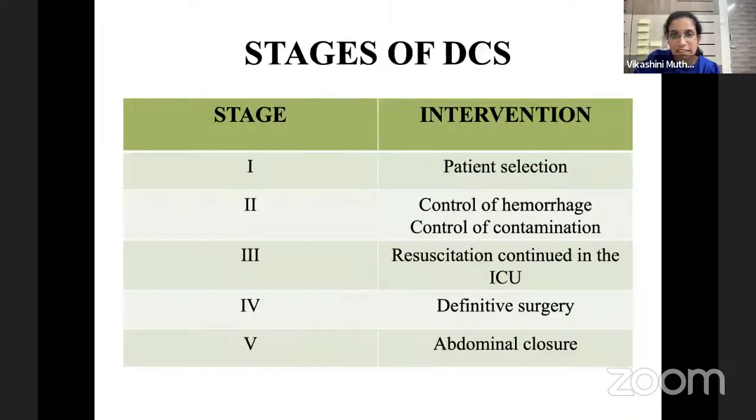Now there are stages in DCS. The first stage is patient selection, where you select the patient depending upon the indication. Second, you achieve the goal of bleeding control and sepsis control. Third, you shift to the ICU, resuscitate and restore the physiology. The fourth stage is you plan for the definitive surgery, and finally the fifth stage is to plan for the definitive abdominal closure method.